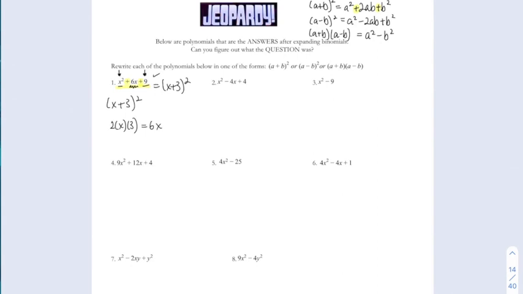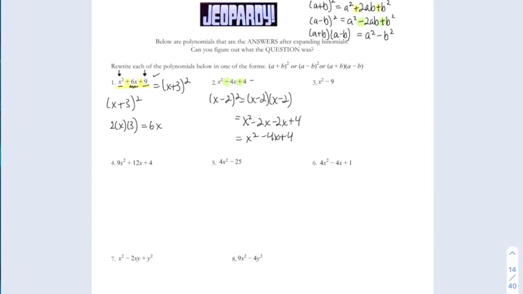Okay, same deal with the second one. If I look at this, it's pretty obvious. I have three terms and one of them is separated by a minus sign and one of them is separated by a plus sign. So I'm going to guess that this is actually x minus 2 squared, because the square root of x squared is x and the square root of 4 is 2. And I can check this if I want. So if I expand this, I get x squared minus 2x plus 4, which is indeed the question I got.